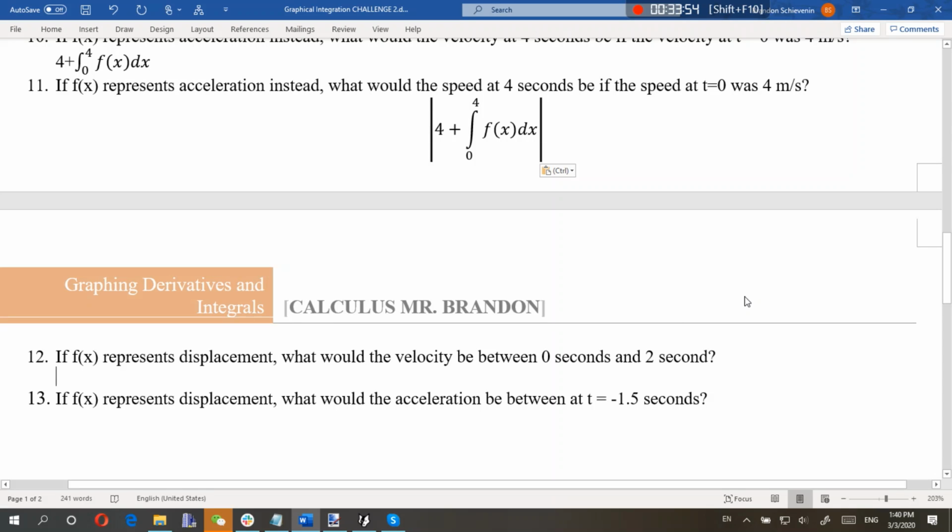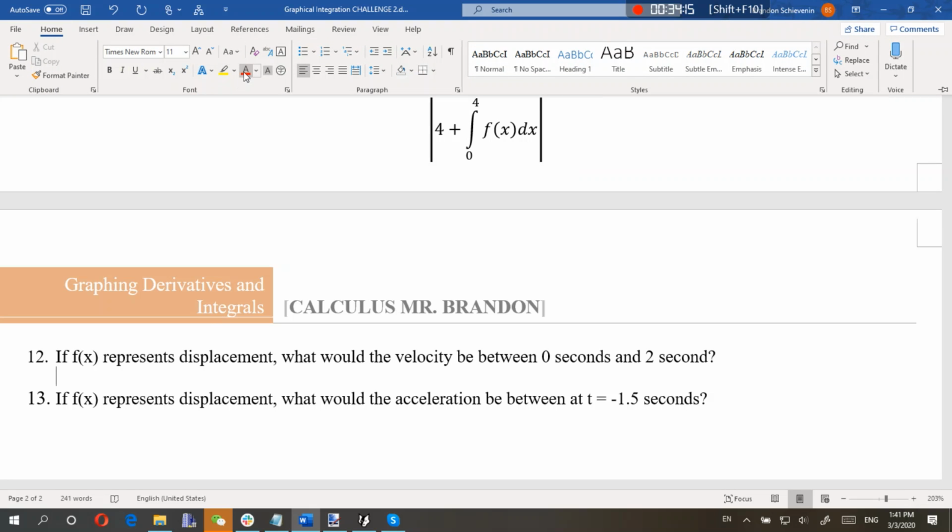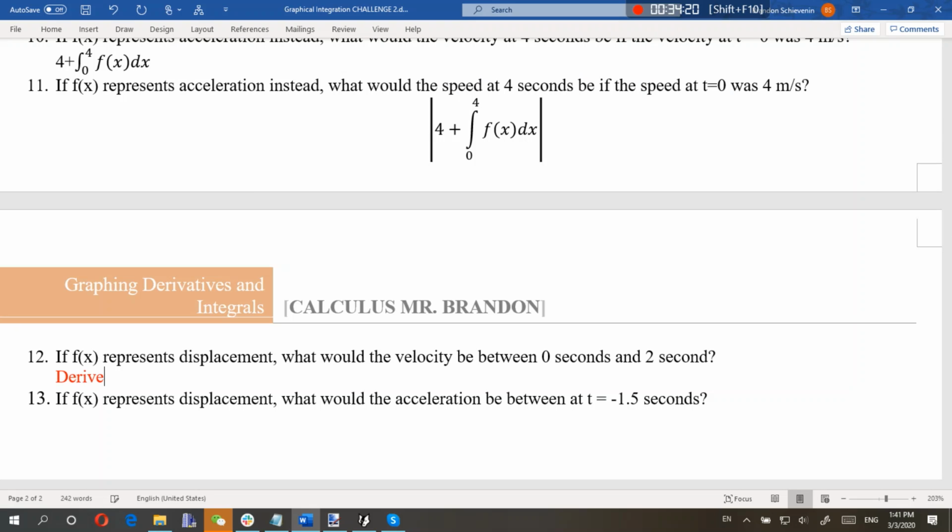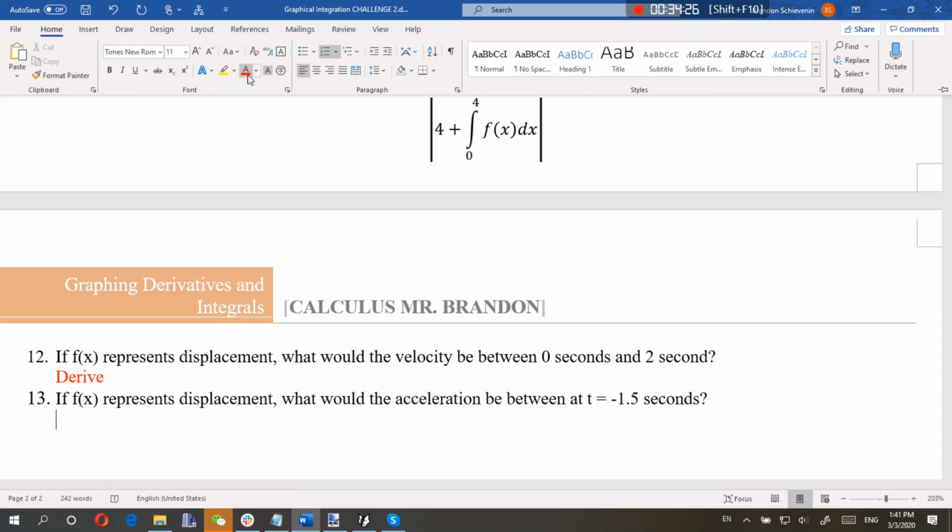Okay. If my y value was displacement, how could I get to velocity? Derive. Okay, so I'd be looking for the slope between 0 and 2 seconds. If my y value is displacement, how could I get to acceleration? Perfect. Derive twice. All right. Any questions on what we did?